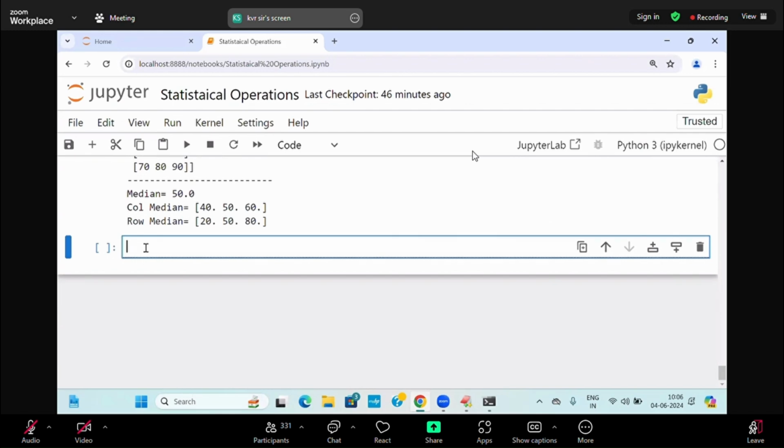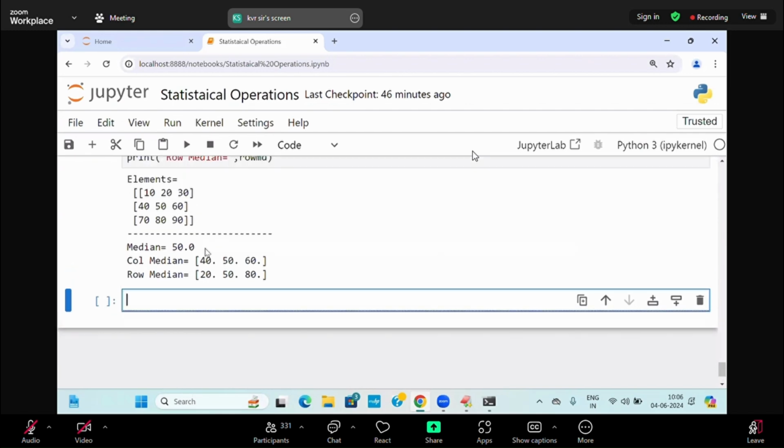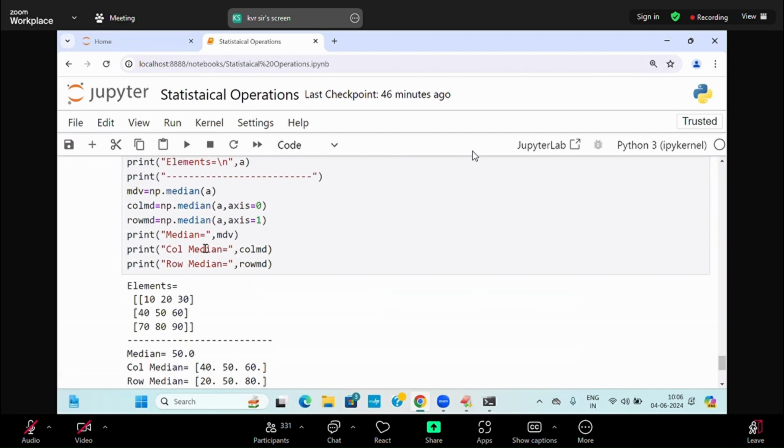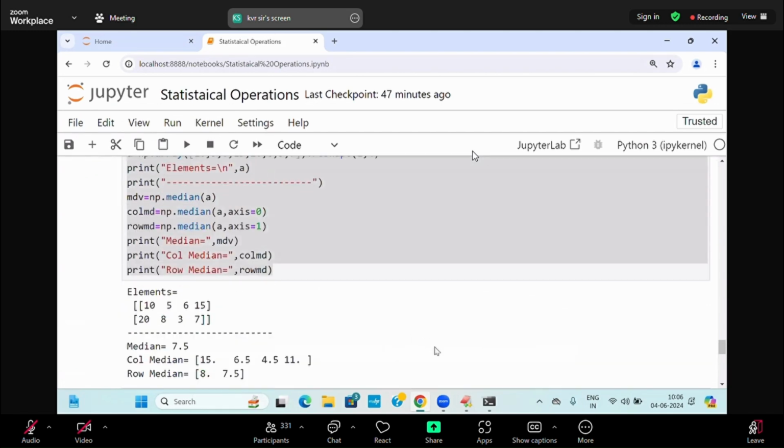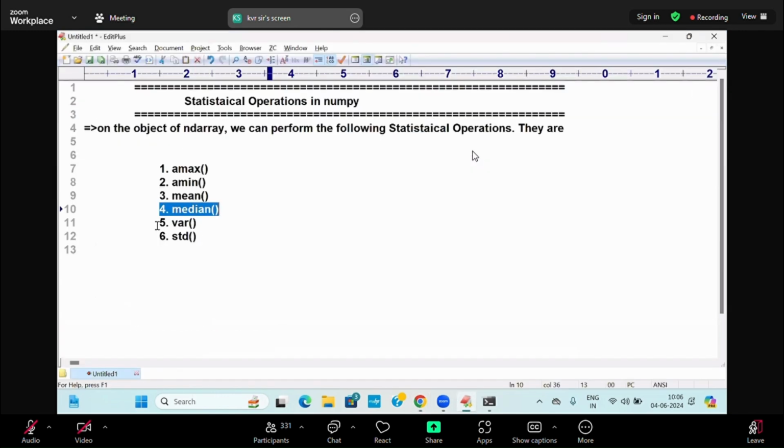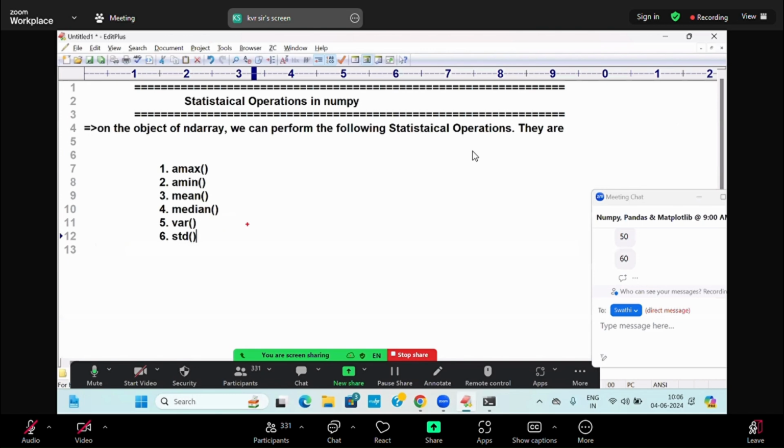Something has skipped from my brain. I'll show you in the next class only, compulsory. Next, go to what? Variance, I want to go for it. What is this variance? Take a small example.